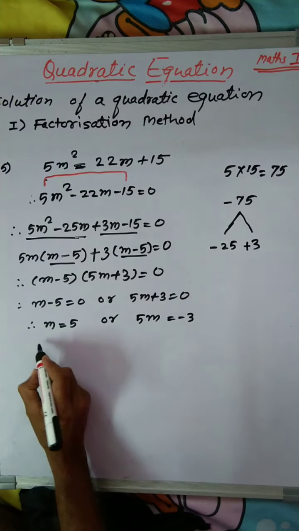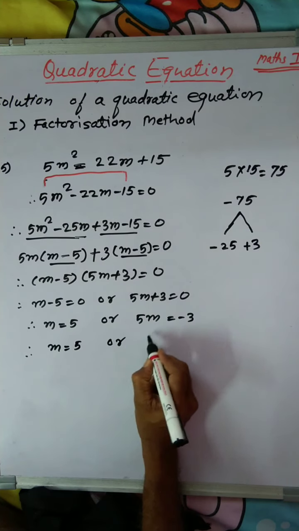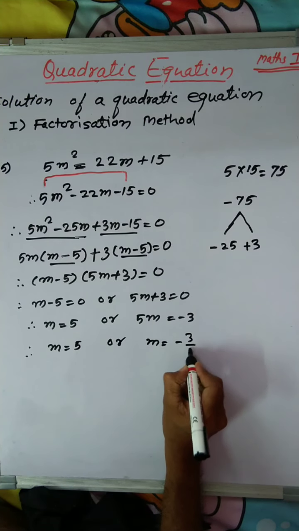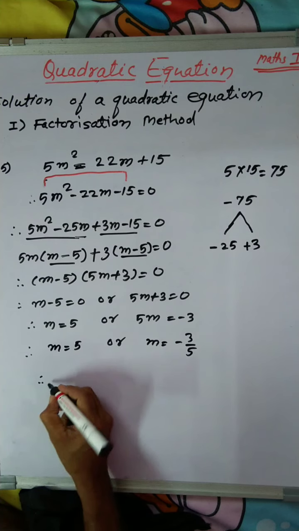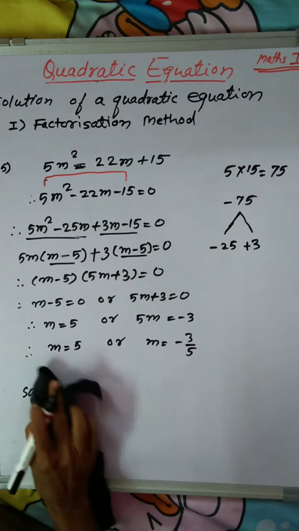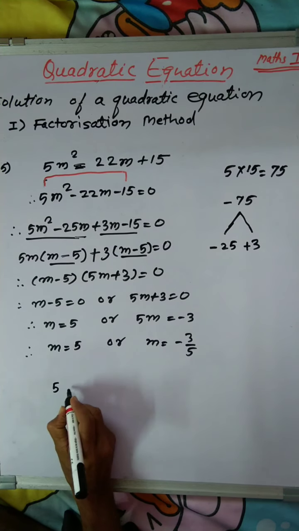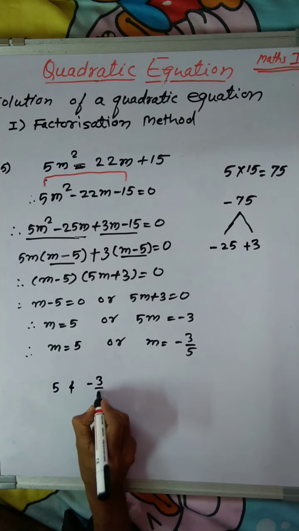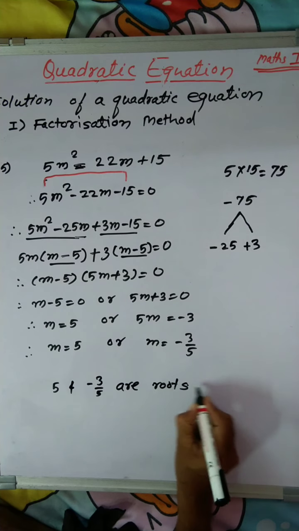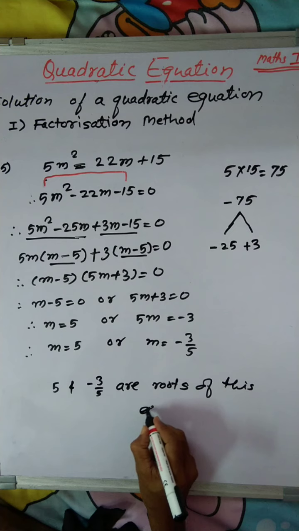Take 5 to the other side. We get m is equal to 5 or m is equal to minus 3 upon 5. And hence our roots, our solution, are 5 and minus 3 upon 5, the roots of this quadratic equation.